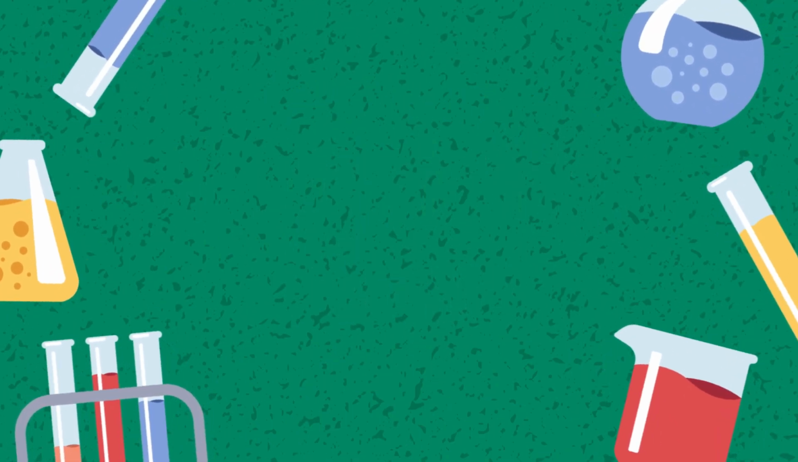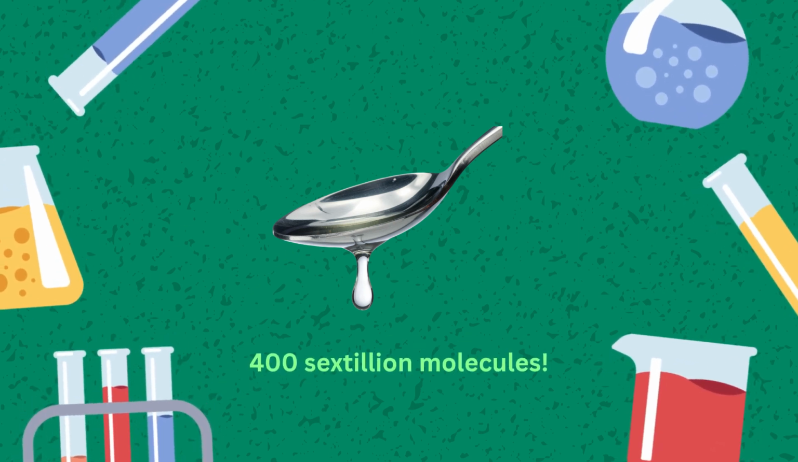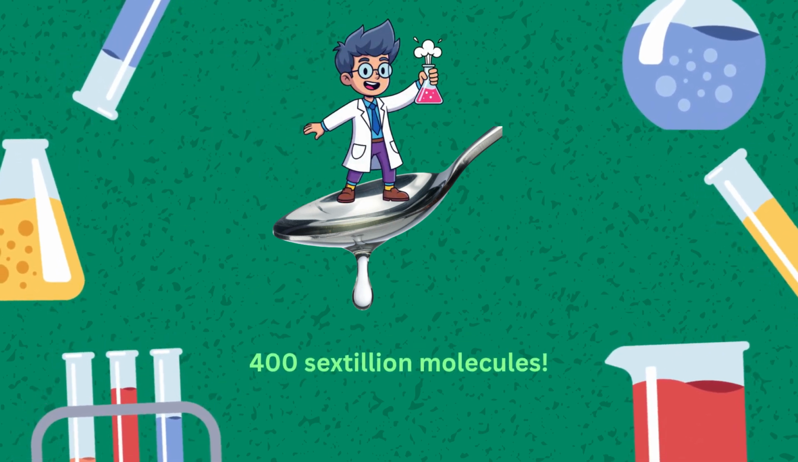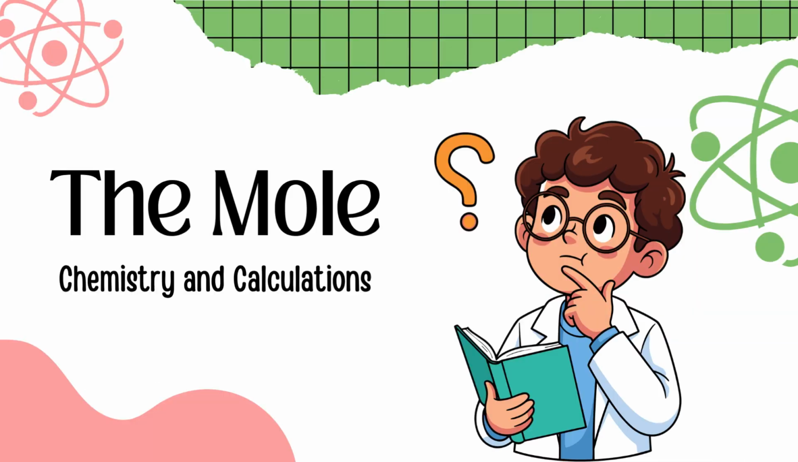Did you know a single spoonful of water contains more than 400 sextillion molecules? Try counting each atom one by one and you will lose your mind. So how do scientists manage such astronomical numbers without getting lost? They rely on chemistry's ultimate superpower, the mole.